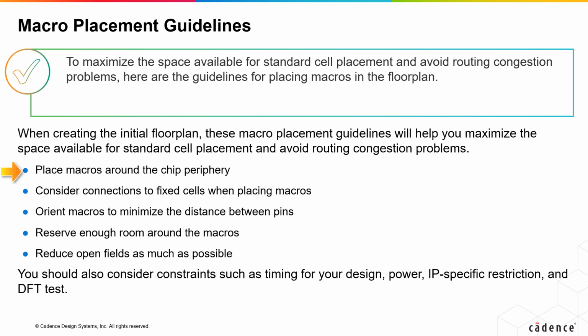The first guideline is that we should place macros around the chip periphery. Always consider connections to fixed cells when placing macros. Change the orientation of the macros accordingly to minimize the distance between pins. Reserve enough room around macros. We should reduce open fields as much as possible to maximize the random logic area. You should also consider constraints, such as timing for your design, power, IP-specific restrictions, and DFT test.